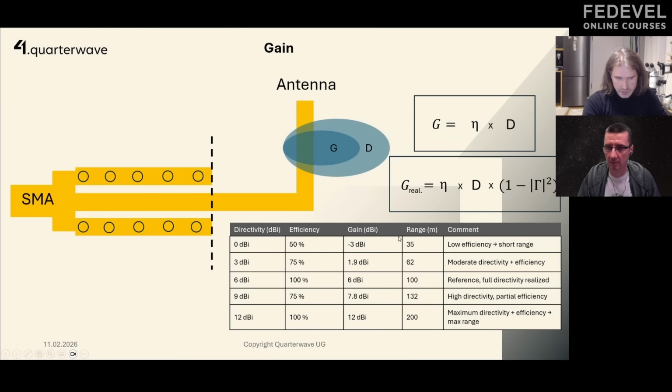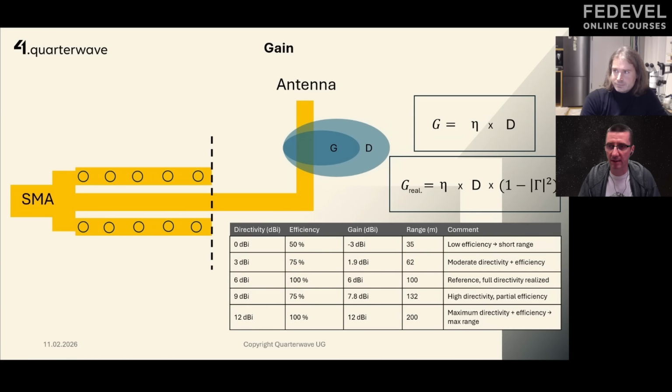So if you have, for example, a 0 dBi antenna with 50% efficiency, you have minus 3 dBi, so you have a very low range here. But if you get a higher efficiency, you also get more range, and if you increase the directivity, you also get more range, but you also reduce your direction.